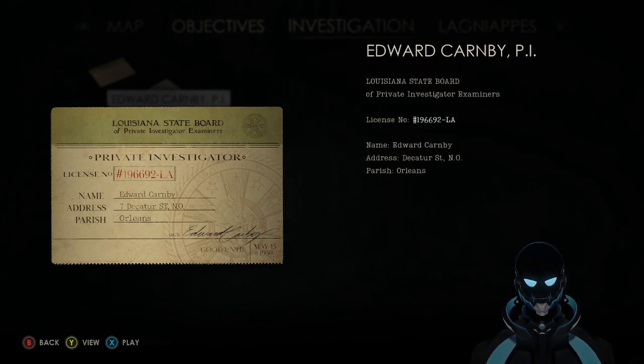Louisiana State Board of Private Investigator Examiners. Edward Carnby, Decatur St., blah blah, New Orleans, Parish, Orleans.